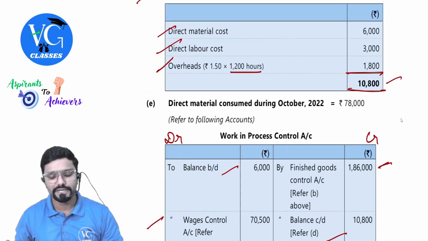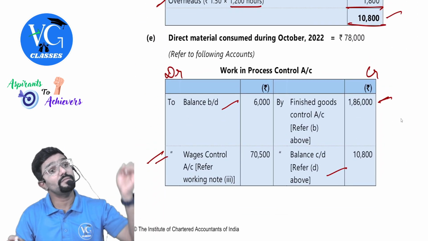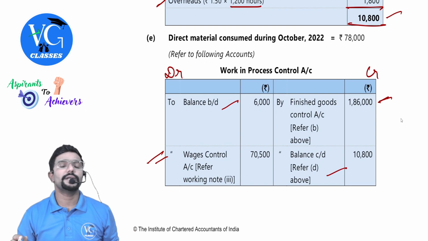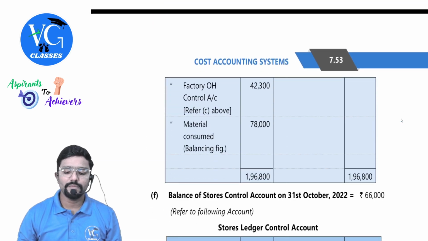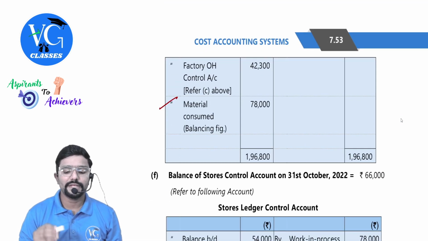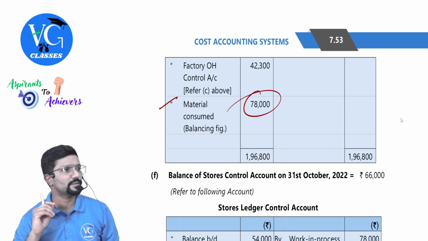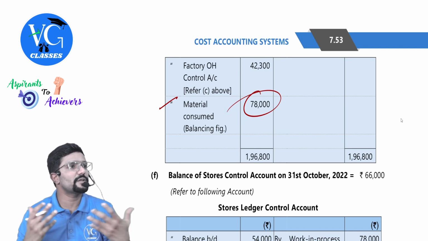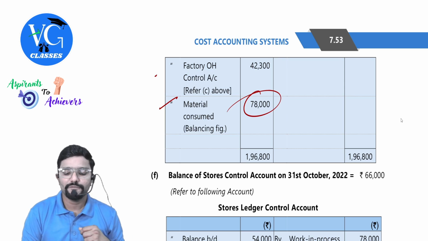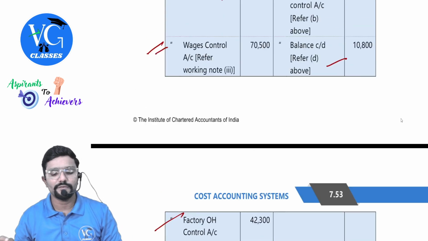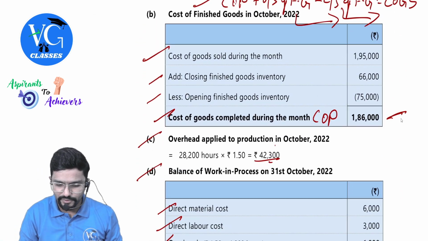Okay, sir. They would have received it, na? Because this is the amount which is transferred from wages account to WIP control account. We would have received it. Okay, sir. What about the raw material? We will keep it as a balancing figure because we don't know this. Raw material consumed means issued to the production. Do we know it? No, we don't know. Let us keep it as balancing figure. Then factory overhead absorbed, we know? Yes, sir. We have calculated in working note. Here, 42,300.